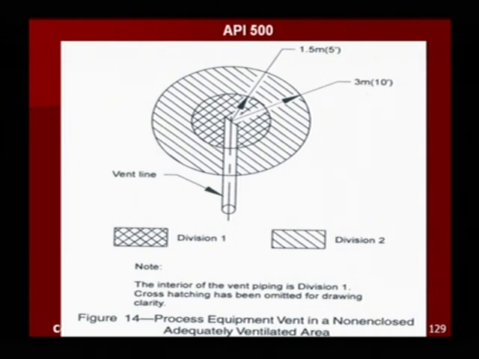Okay, this shows a process equipment vent in a non-enclosed, adequately ventilated area. Here we have a vent line that goes all the way up, and it's venting some gas. 3 meters or 10-foot diameter would be your Div 2 area, and then 1.5 meters or 5 feet around that device would be your Div 1 area. And then they say the interior of the vent piping is a Div 1 area. Cross-hatching has been omitted for drawing clarity.